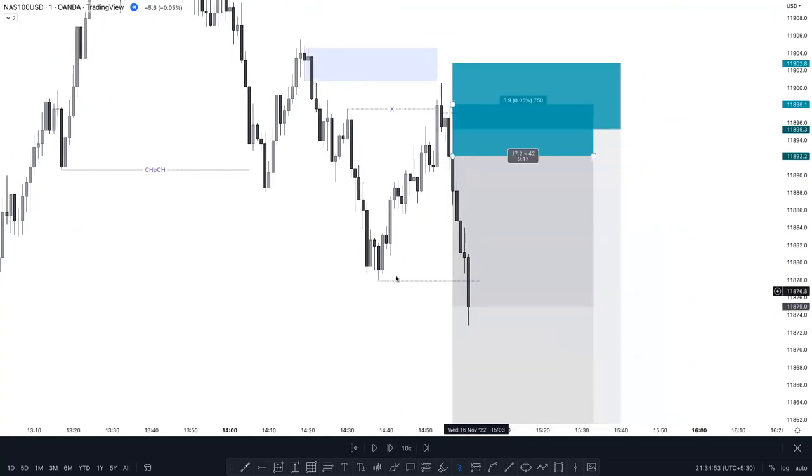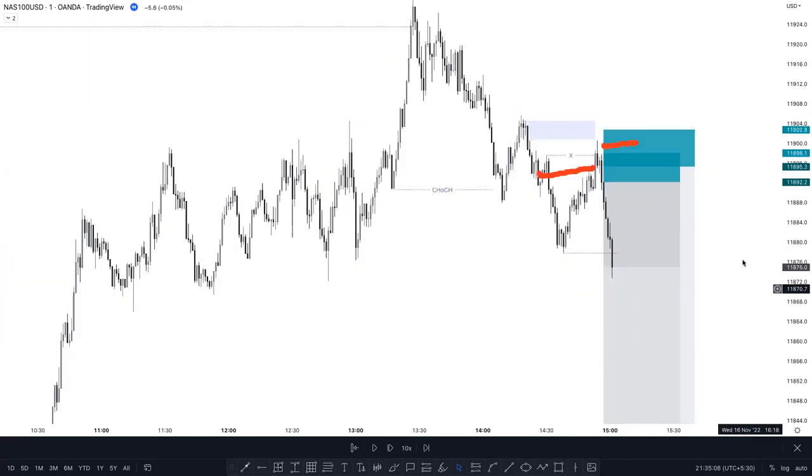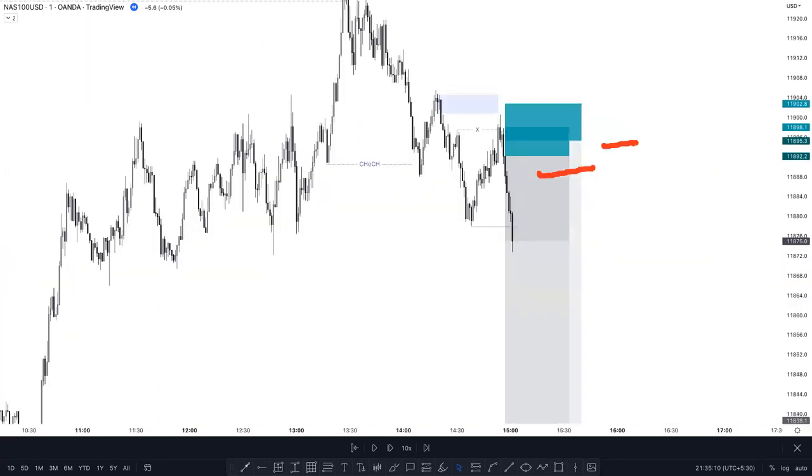Okay, perfect. So market broke this low and you can move your stop loss to the break even point, correct? And if you wish to take a little bit of partial, you can, okay, but at least do a break even, correct?